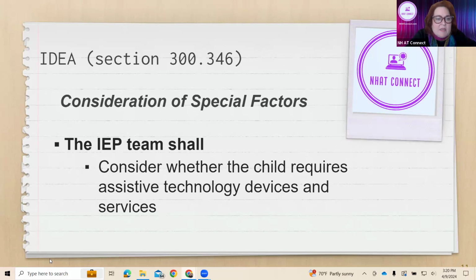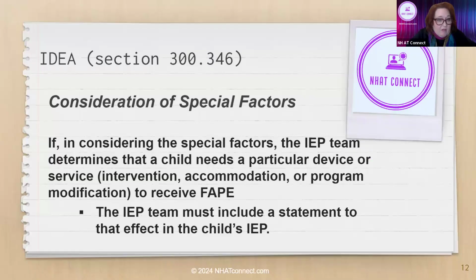Every team is required. And so often it's just a checkbox. Do they need it or not? Yes or no. But was it actually considered? So the team gets to decide and work together to really determine if a child needs a particular device or service, intervention, accommodation, etc., to receive a free and appropriate public education. And that IEP needs to include a statement to that effect.